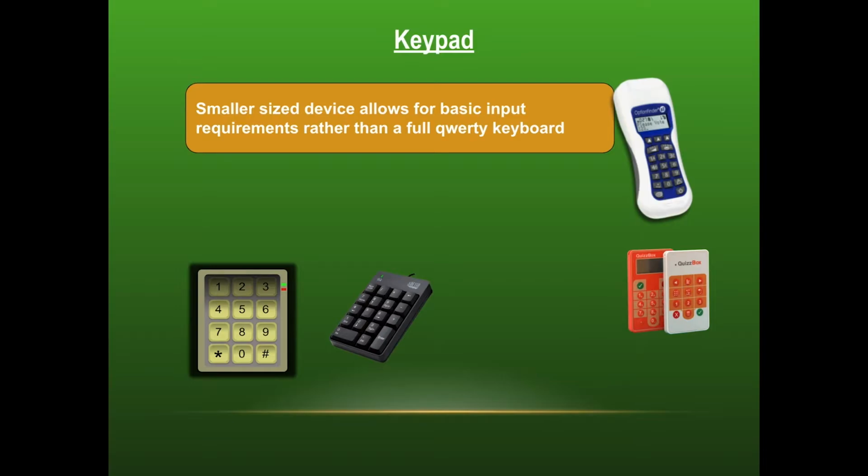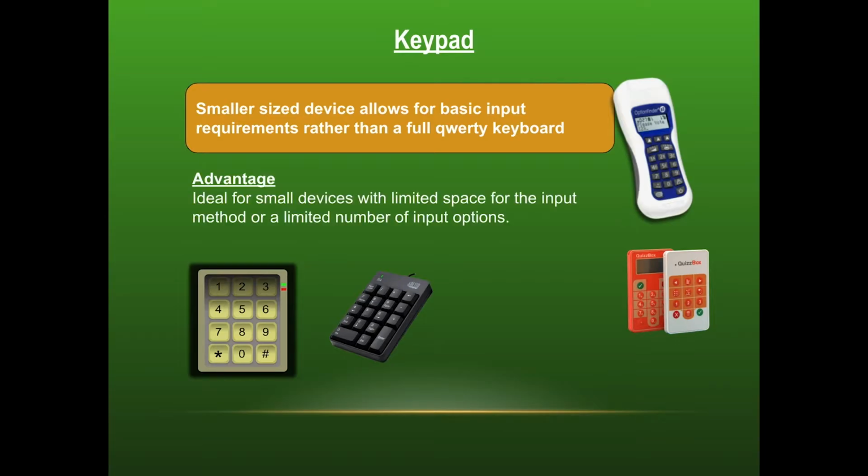So next is the keypad, which we're familiar with from the point of sale and the use with barcodes. You will have seen these on lots of devices that really only have a smaller amount of space. When you don't need a full QWERTY keyboard and all of the letters, this is a great advantage when you have a small amount of space.